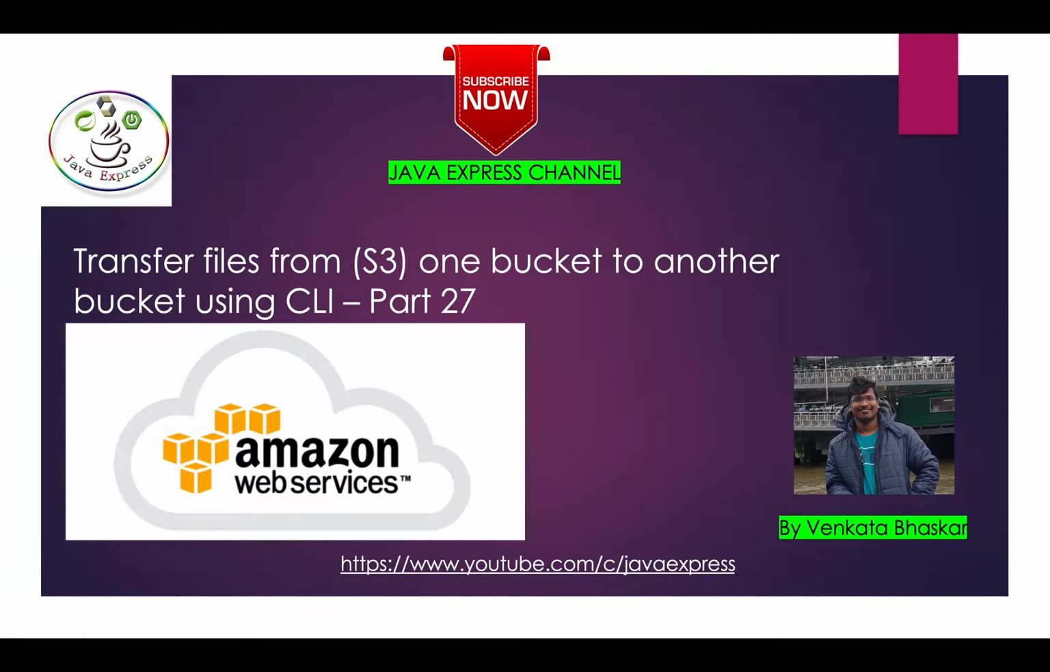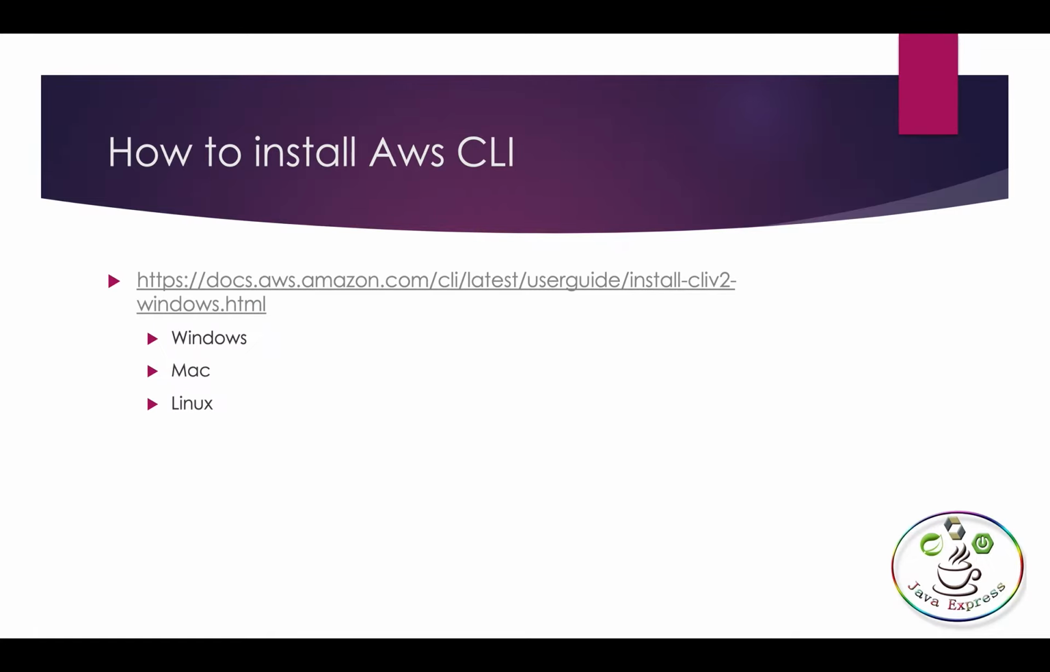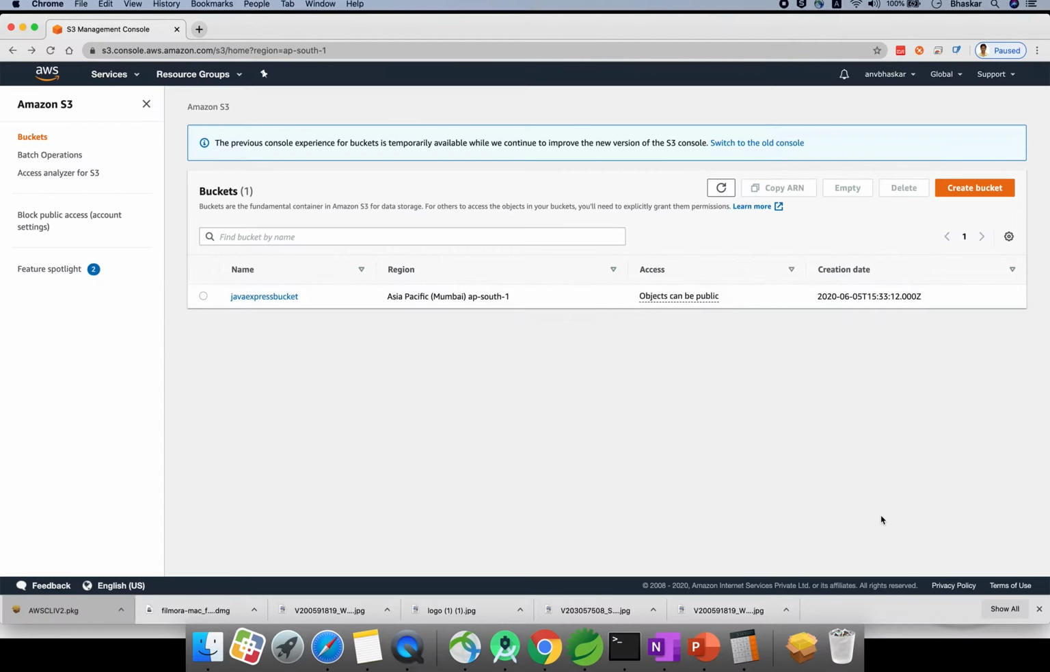Okay, we'll start. In order to do those actions we need to do some prerequisites. First we need to install the AWS CLI. If you are using the Windows operating system and want these commands to work in the command prompt, you need to install a software. We'll see how to install it.